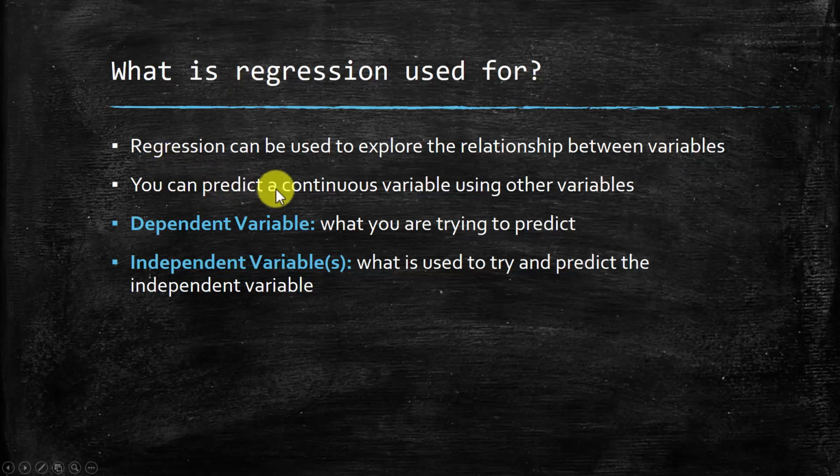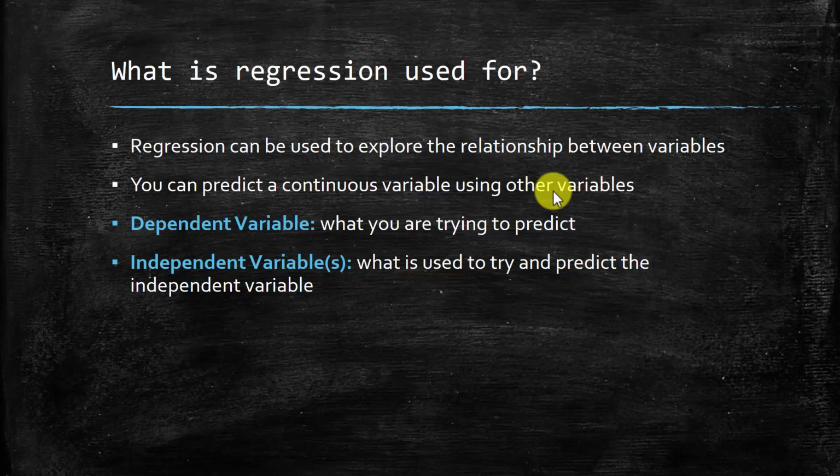You can predict a continuous variable using other variables. Regression is not used for classification, for example predicting types of land cover. There are some alternative forms of regression that allow for that, like logistic regression. But here we're talking about predicting something continuous, like chemical concentrations, like parts per million, or percentages, or areas, or lengths, or whatnot. So a continuous numeric variable.